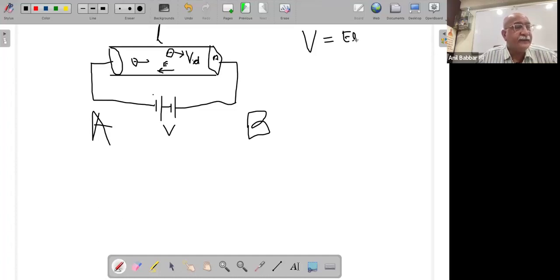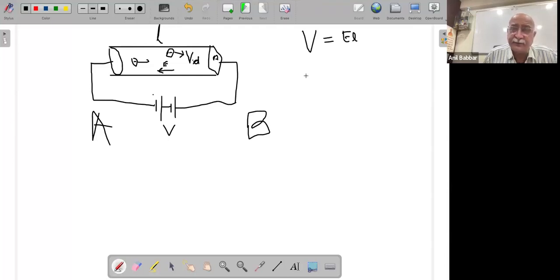Fine. As a result of this potential difference or electric field, each electron will experience an electric force. That force will accelerate the motion of the electron in the direction opposite to that of the field. So the electric field is directed from B to A, as shown here. E is the electric field. Electrons are moving opposite to this.